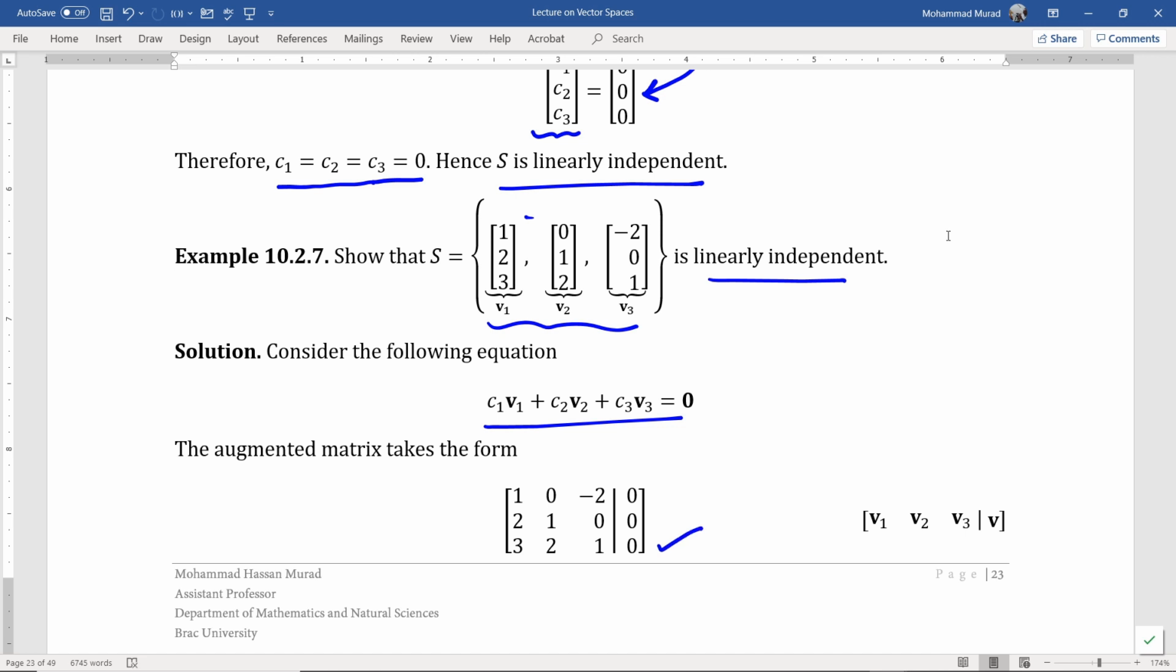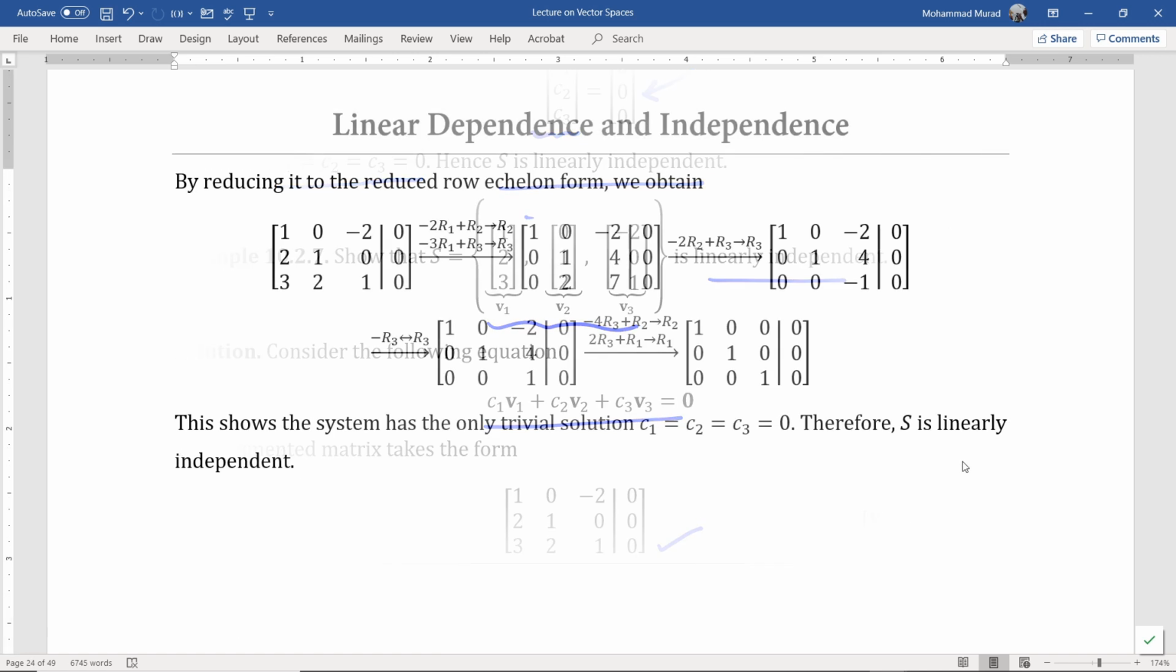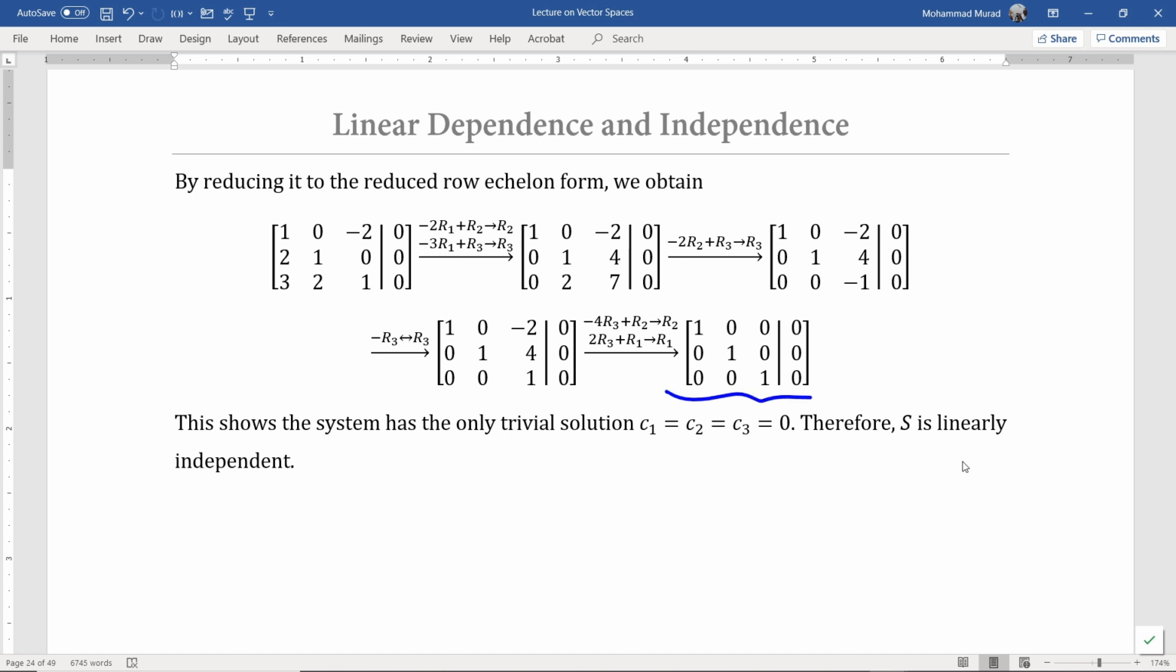Now, the formal row reduction gives this reduced row echelon form. This shows that the system has only the trivial solution: C sub 1 equals C sub 2 equals C sub 3 equals 0. Therefore, the set S is linearly independent.